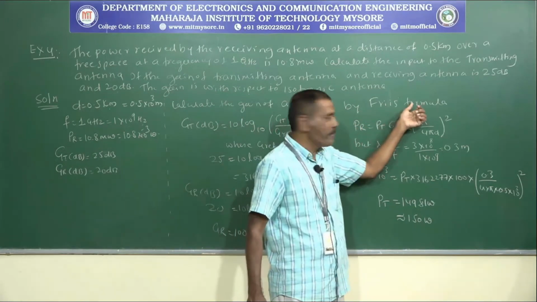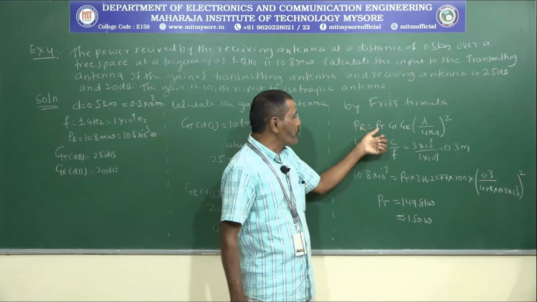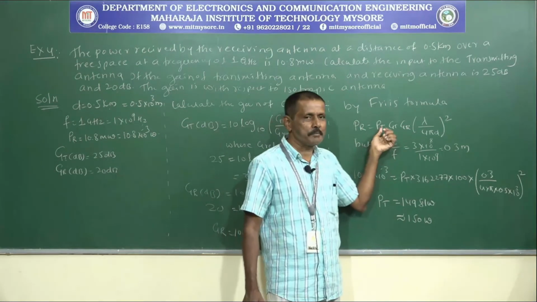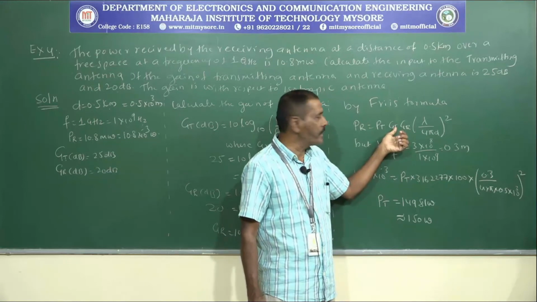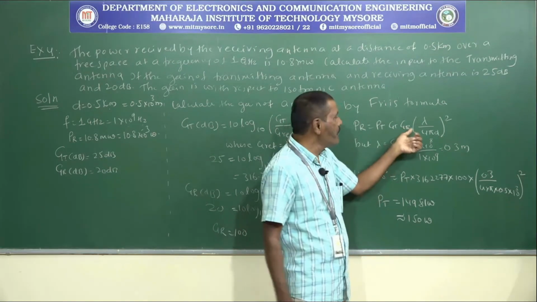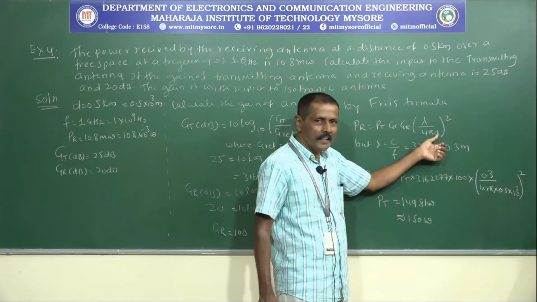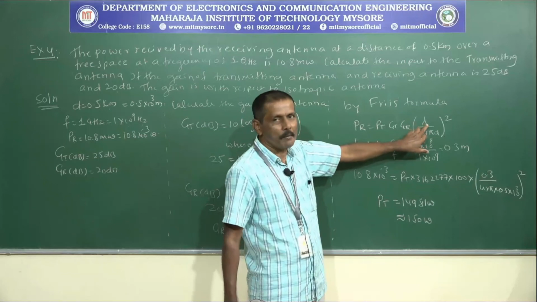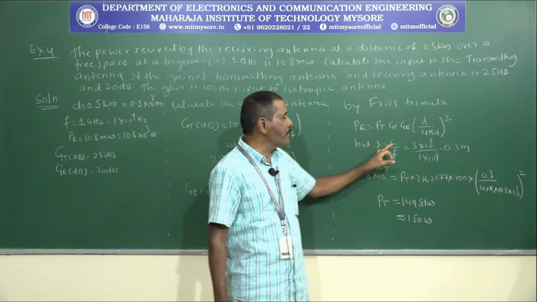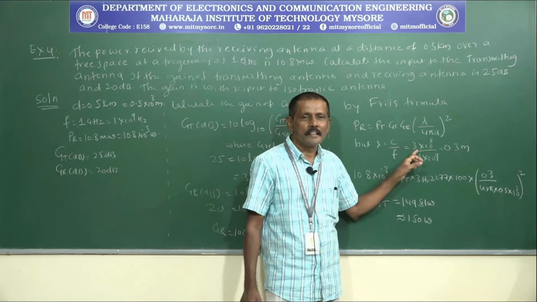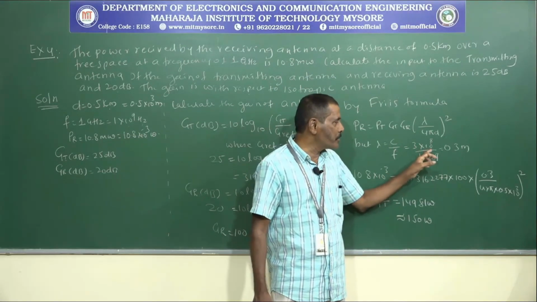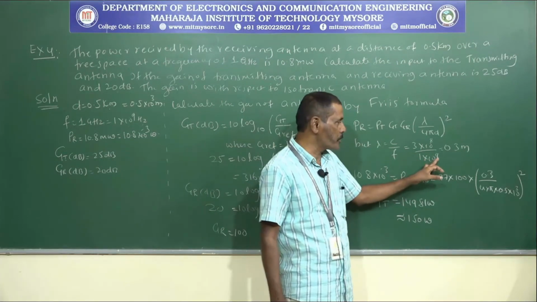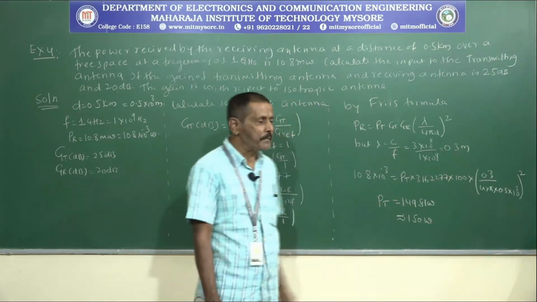And by Friis formula, PR equal to PT GT GR lambda divided by 4 pi d whole square, where PR is the received power, PT is the transmitted power, GT is the gain of the transmitting antenna, GR is the gain of the receiving antenna, lambda is the wavelength and d is the distance. We know all these values, but the only unknown value is lambda. We know that lambda is equal to c divided by f, where c is the velocity of light, that is 3 into 10 to the power of 8 meters per second, and f is 1 gigahertz, 1 into 10 to the power of 9, so it is going to be 0.3 meters.